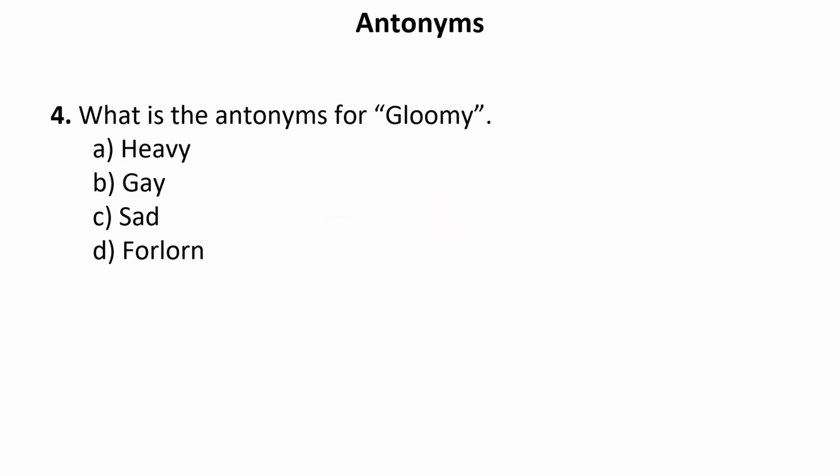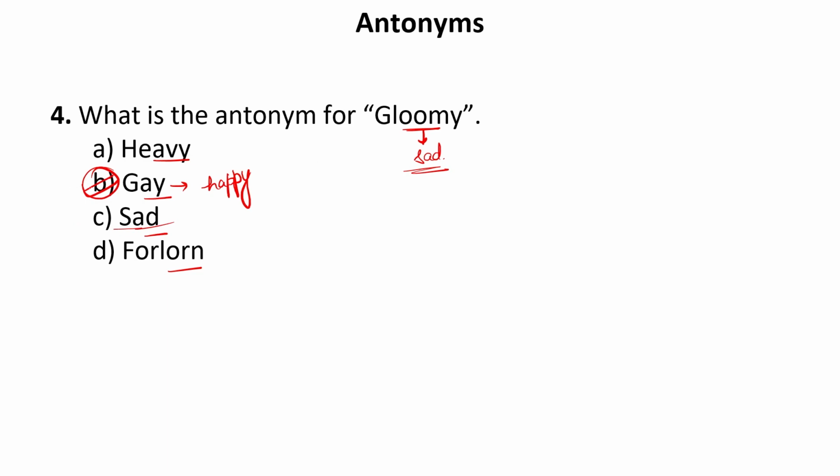Now let us move to the next question. What is the antonym for gloomy? Let us see the options given to us: heavy, gay, sad, and forlorn. Gloomy means when someone is sad, he is known to be gloomy. So gloomy means sadness. Let us see the opposite of it. The opposite of this will be gay, that is happy. Heavy means which is heavy in weight. And sad will be the synonym of the word gloomy.